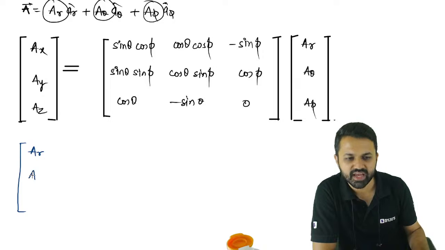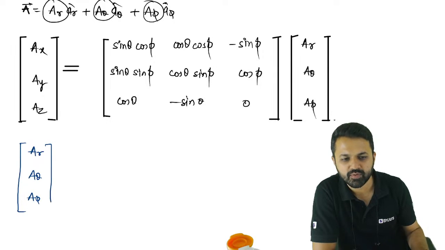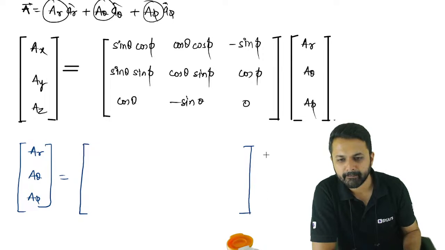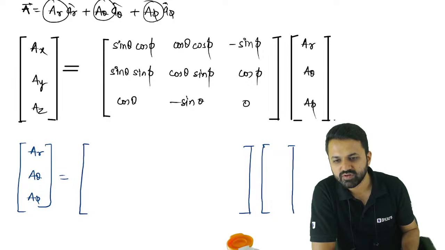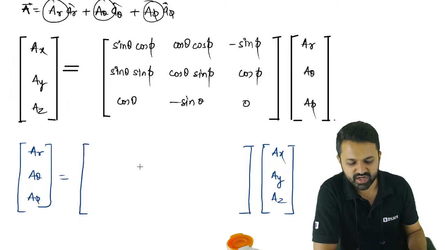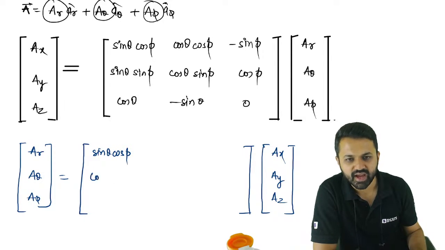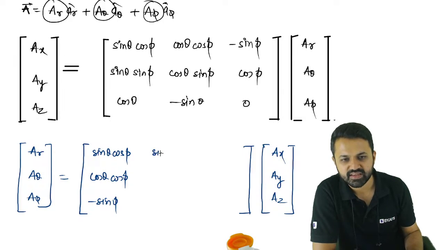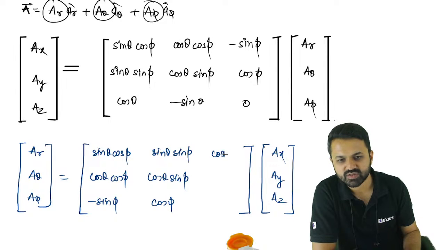If you want to calculate ar, a theta and a phi, suppose you want to calculate ar, a theta and a phi, then what will you do? Again, yes, absolutely right, we will calculate the transpose of this. So let's write sin theta cos phi and cos theta cos phi and minus sin phi. Then it is sin theta sin phi, cos theta sin phi and cos phi. This is cos theta, minus sin theta.